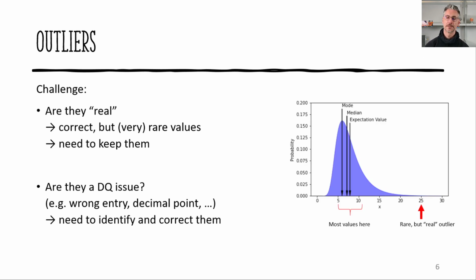Let's look at this distribution and see here. We have, for example, this blue distribution, and most values are in the central region indicated there towards the left. But we also have outliers indicated by the number 25. So very rarely we will get such an event, but then we need to decide if this is a real but rare event or if this is a data quality issue. And we can only make this distinction if we know enough about the data that we acquire.